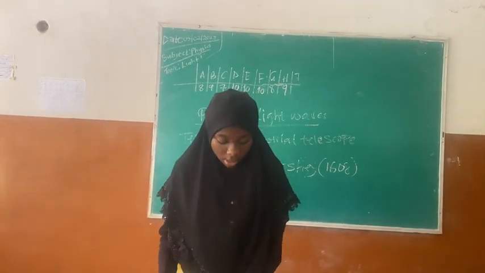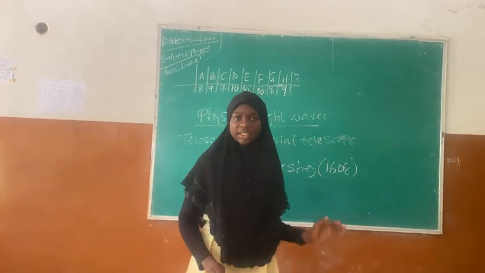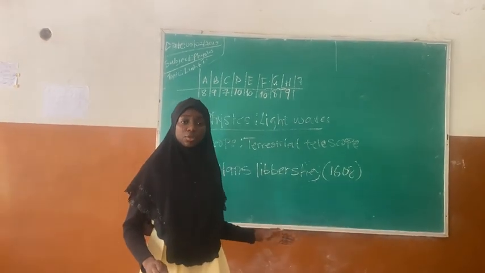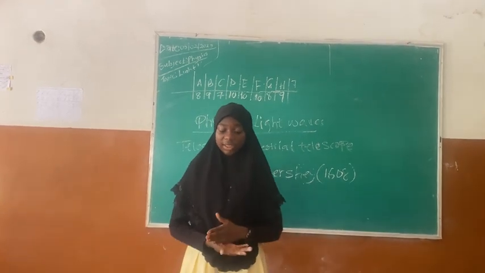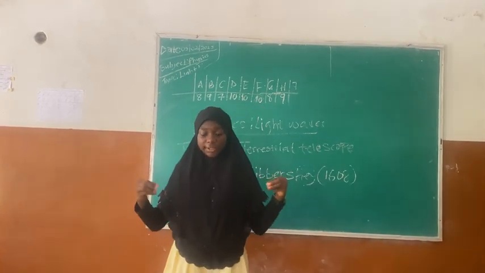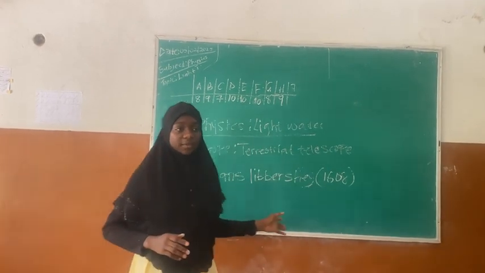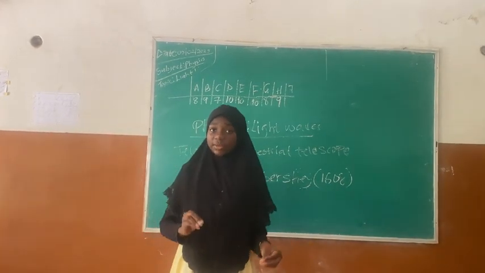Now, components of this terrestrial telescope. The terrestrial telescope is composed of four major parts, which are the objective lens. The objective lens collects and focuses light from the object being observed.